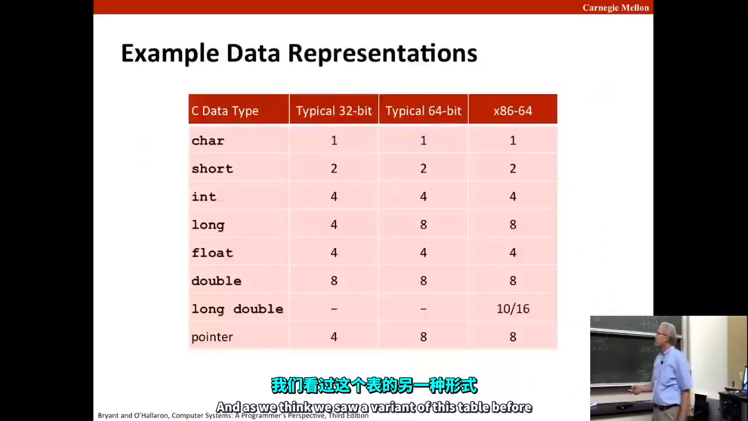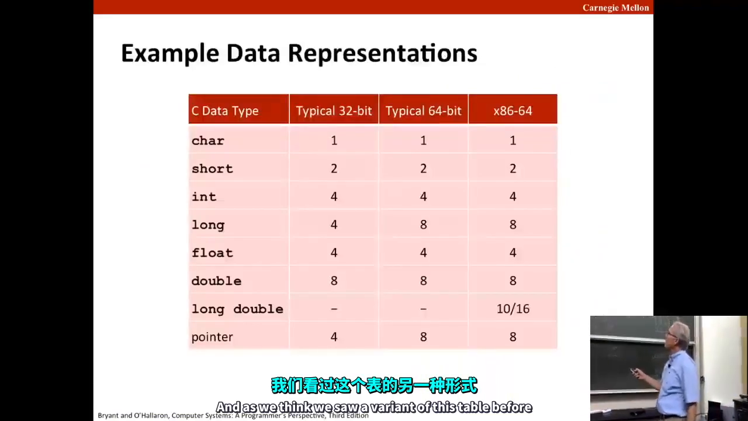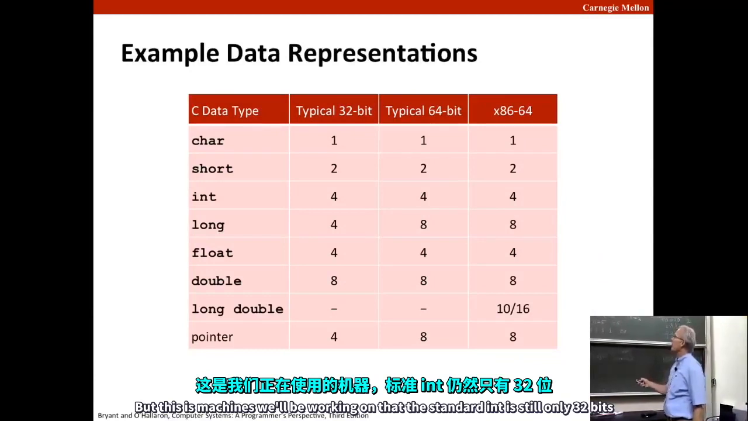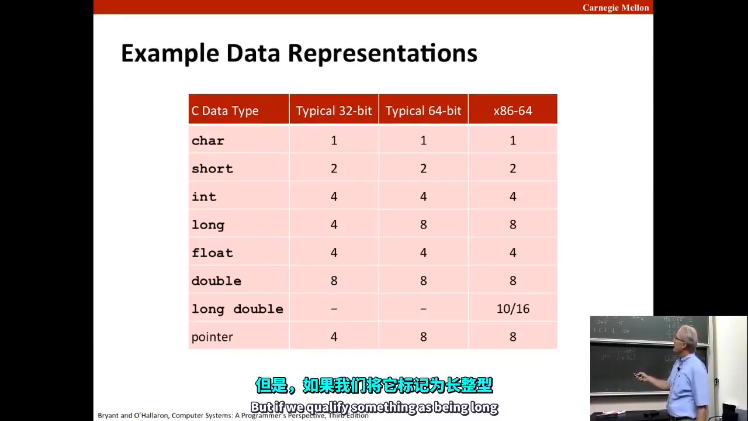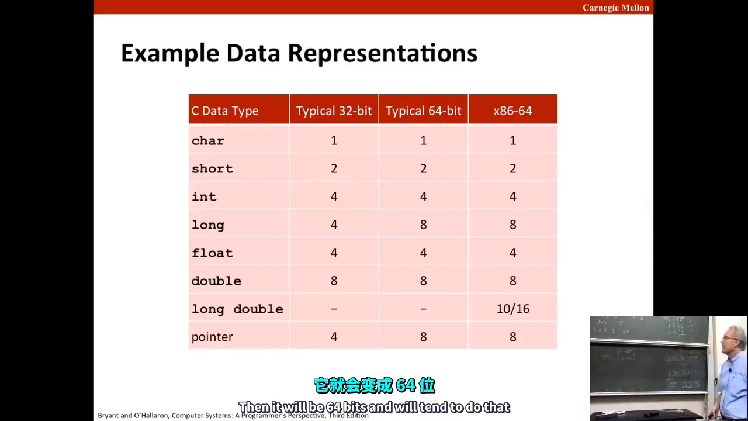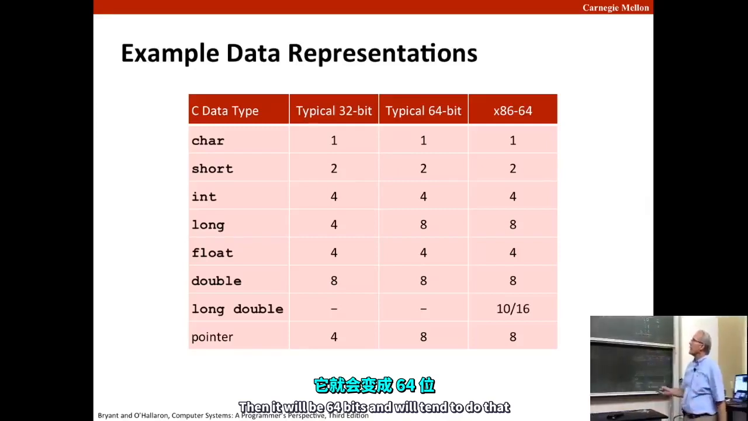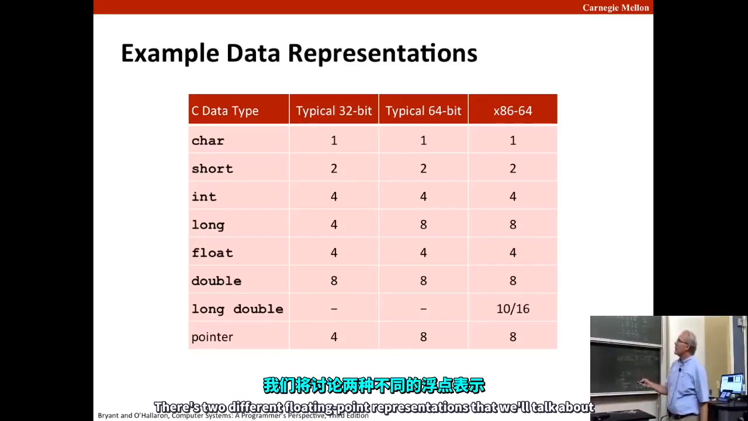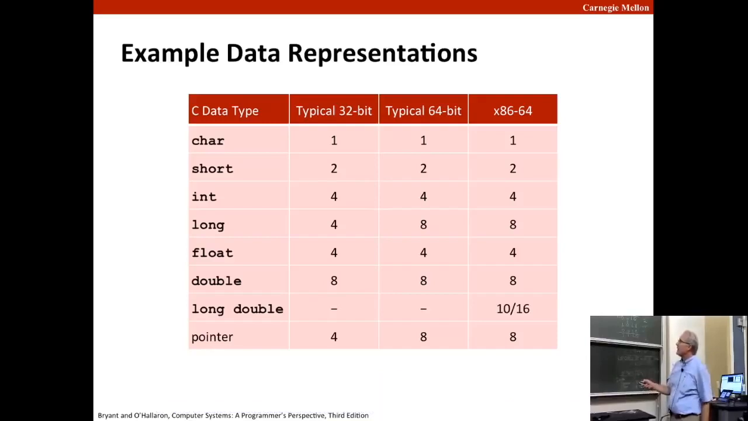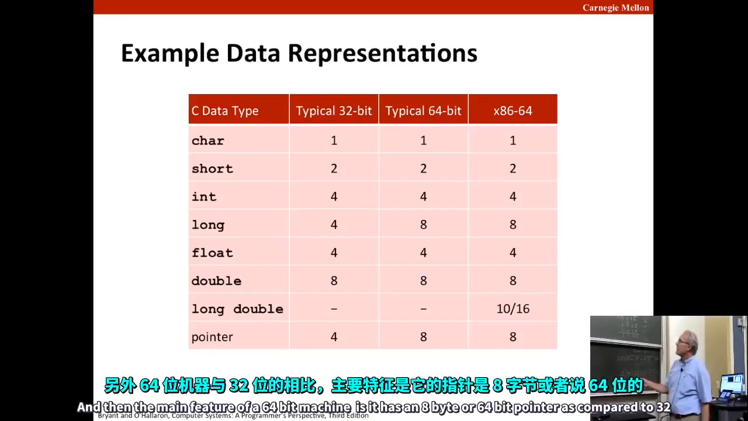And I think we saw a variant of this table before, but these are the machines we'll be working on. The standard int is still only 32 bits, but if we qualify something as being long, then it will be 64 bits, and we'll tend to do that. There's two different floating point representations that we'll talk about. And then the main feature of a 64-bit machine is it has an 8-byte or 64-bit pointer as compared to 32.